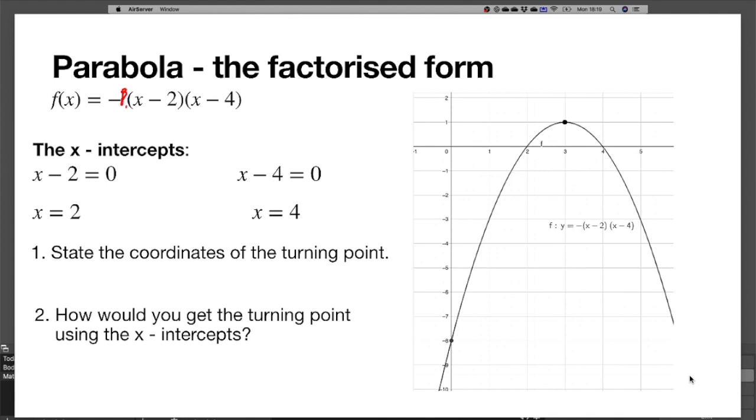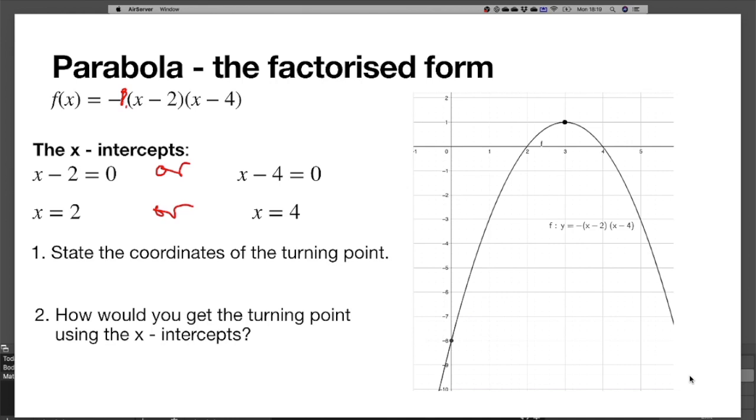I want us to start by looking for the x-intercepts. So if you put f of x is equal to 0, you will get x minus 2 is equal to 0, or x minus 4 is equal to 0, which will give us x is equal to 2 or x is equal to 4. And that is what we get from that graph that I drew earlier on.